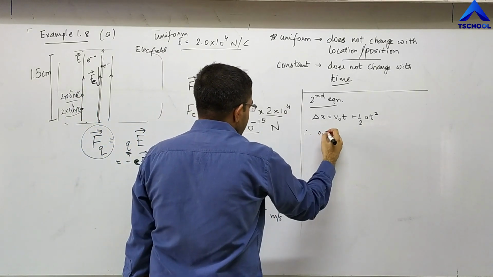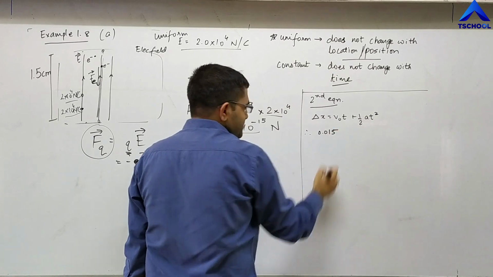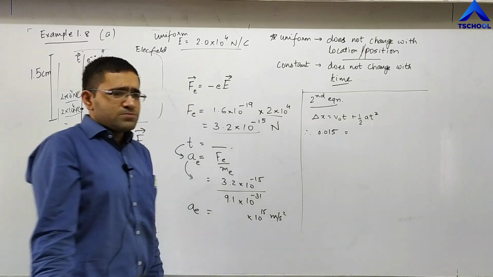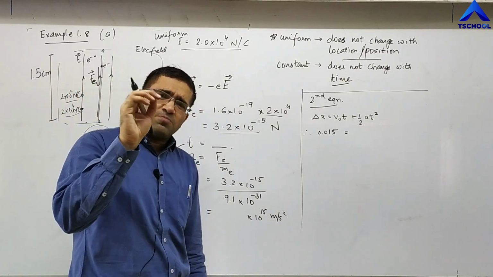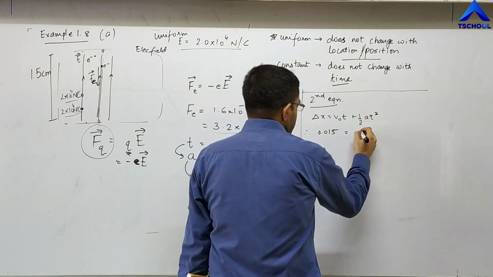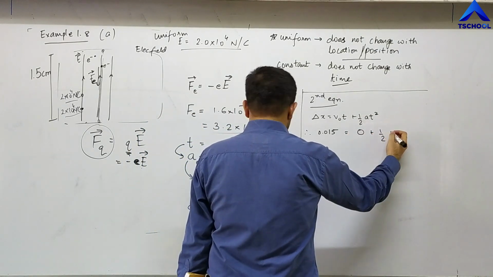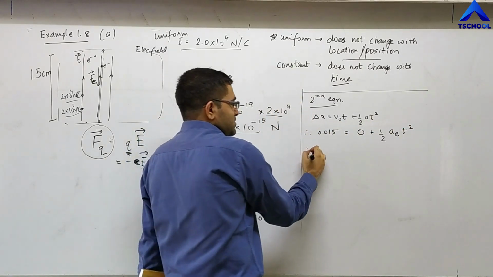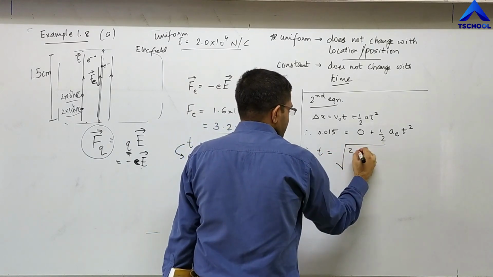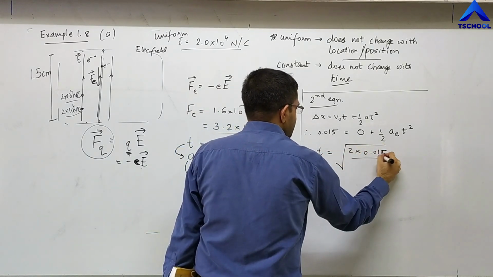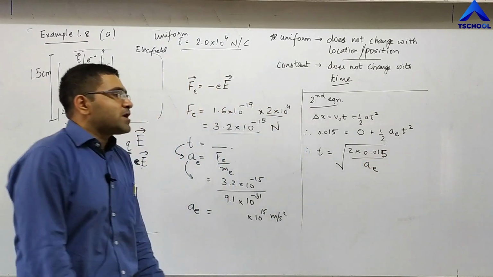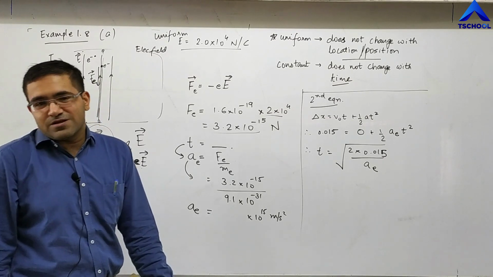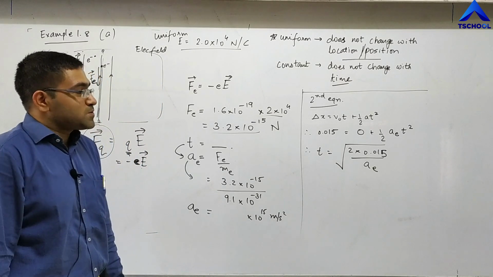So 0.015, 1.5 centimeter, is equal to initial velocity 0. You can say that the electron was dropped, it's falling, plus half acceleration. We have already got it over here. I'm just going to write a_e t square. So all you have to do is find out the time. Do this simple calculation. I'm leaving that part to you. Just like this, you have to solve.